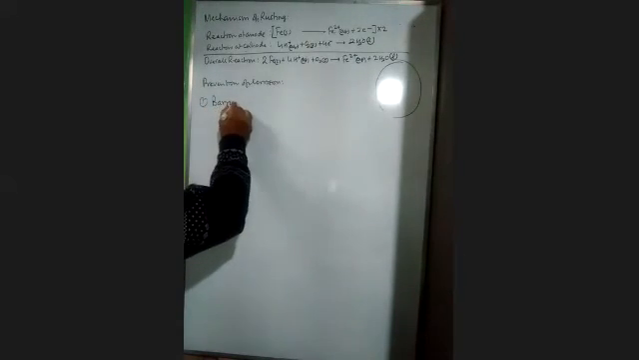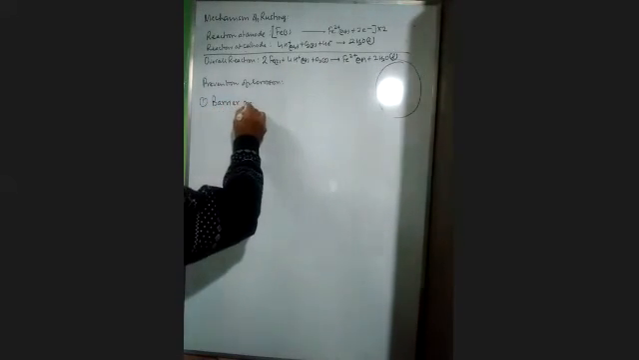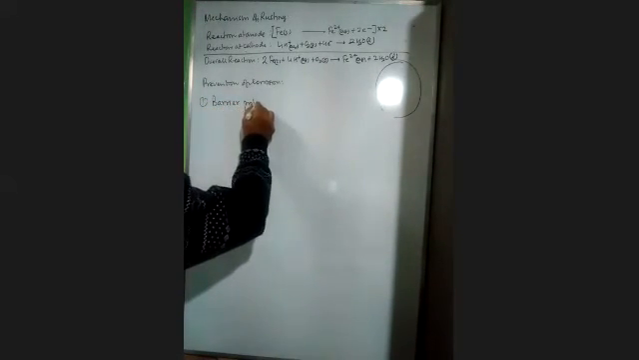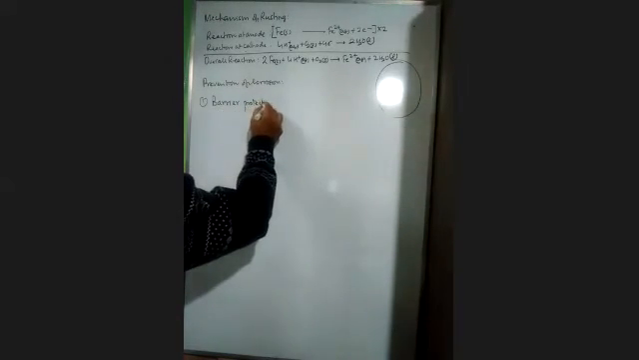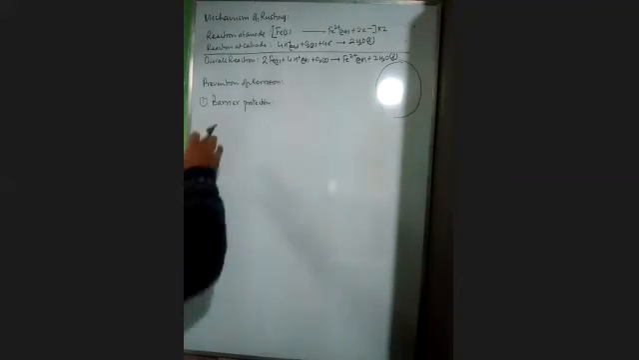barrier protection. That is, we are going to put some substance on the surface of the metal or iron object so that direct water and oxygen gas should not come in touch with the metal. So for that we put a barrier protection. So what barrier can you put?